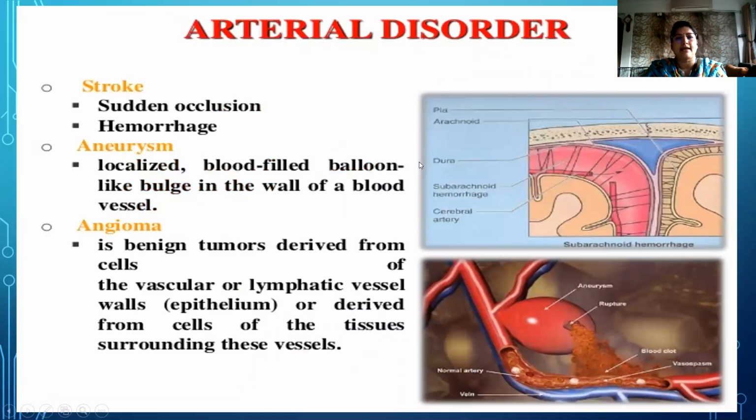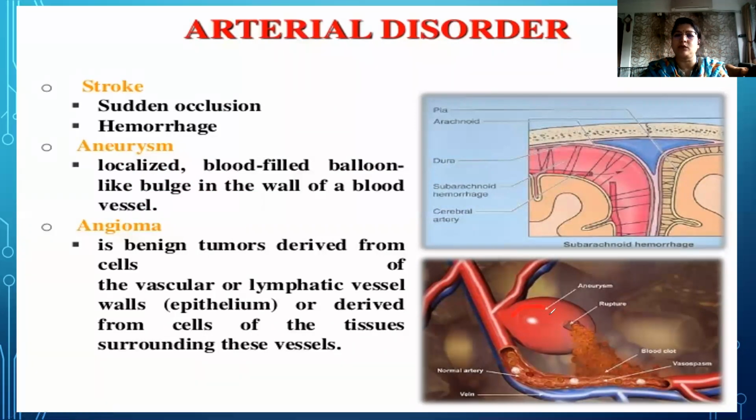Now let us see the applied anatomy. What happens when there is an arterial disorder? So the common terms and terminologies used. Stroke. What is stroke? It is a sudden occlusion or hemorrhage. Secondly, aneurysm. Aneurysm is a localized blood-filled balloon which bulges in the wall of a blood vessel.